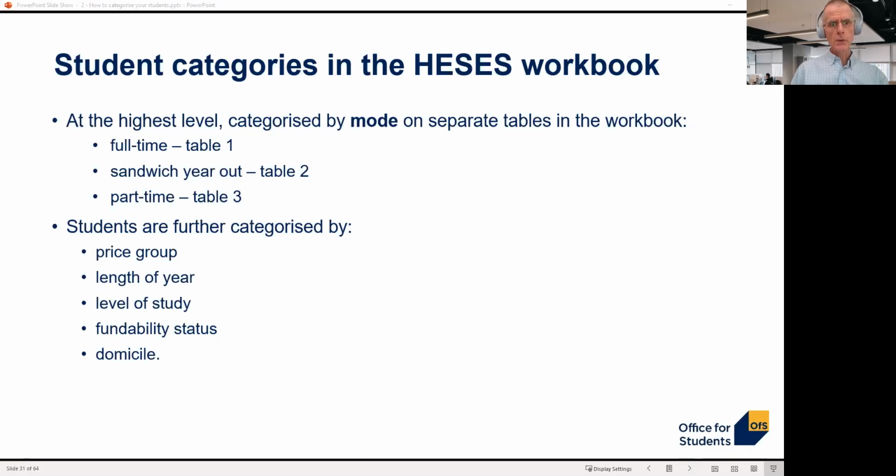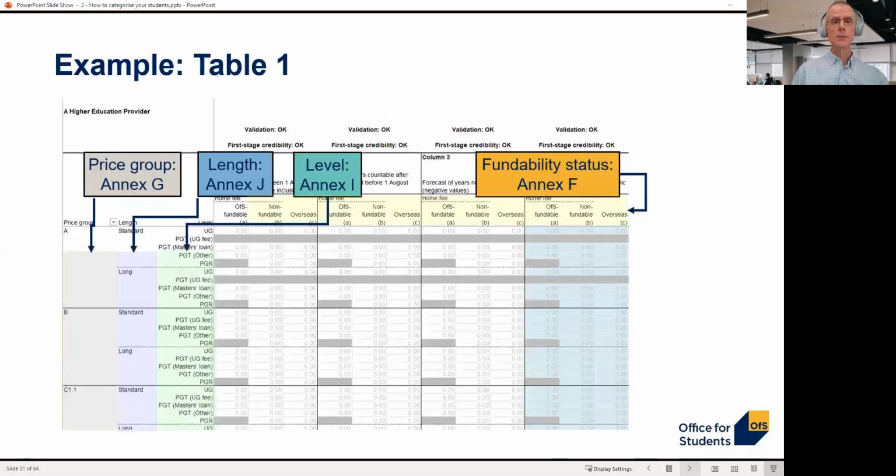Before we look at what these all mean individually, let's take just a big picture view of one of the workbook tables, and you can see how this all fits. So this is an example of table 1. Full-time students only would be recorded on table 1. There are equivalent tables for sandwich year out students in table 2, and part-time students on table 3, which has actually got a little bolt on for FTEs. But otherwise these tables are structured in the same way with the same headings, which we'll be discussing on the following slides.